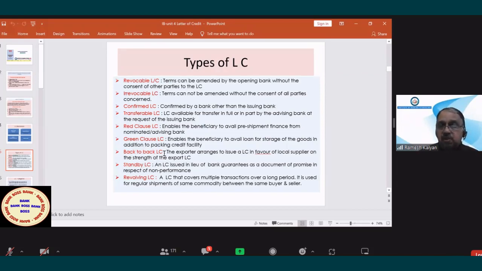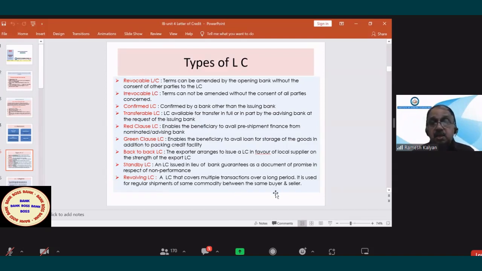So LC is for performance. If you give me the documents as stated in the LC, you perform that. Give me the documents, I will make the payment. But standby LC is totally the opposite: non-performance. If he doesn't make the payment on the due date, we will make the payment.